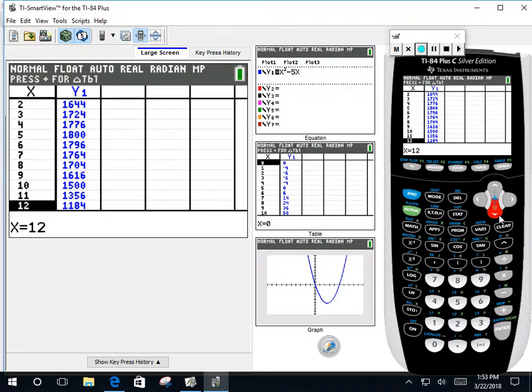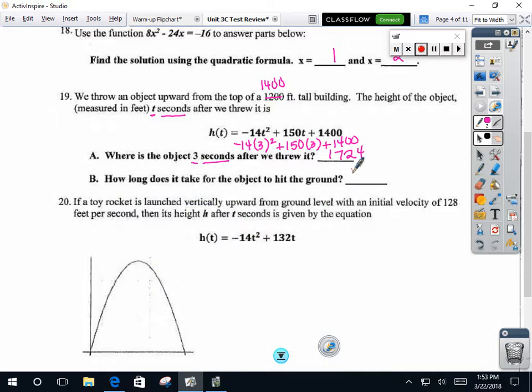Ten seconds, 11 seconds, 12 seconds, 13, 14, 15. Okay. At 17 seconds, it's below ground, which we know is not really possible. So doesn't that mean it hit the ground sometime between 16 and 17 seconds? So we'll just put 16 point something.